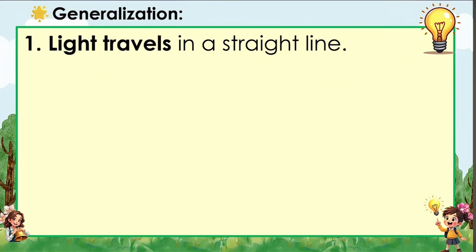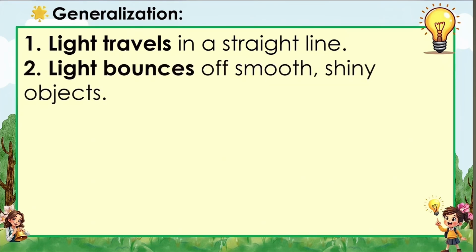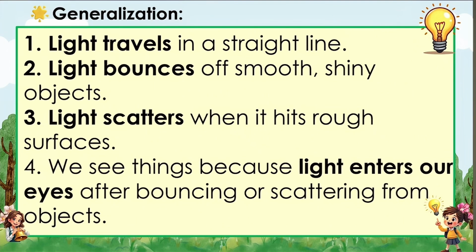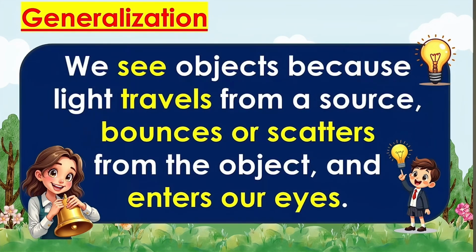Generalization. 1. Light travels in a straight line. 2. Light bounces off smooth, shiny objects. 3. Light scatters when it hits rough surfaces. 4. We see things because light enters our eyes after bouncing or scattering from the objects. So we see objects because light travels from a source, bounces or scatters from the object, and enters our eyes.